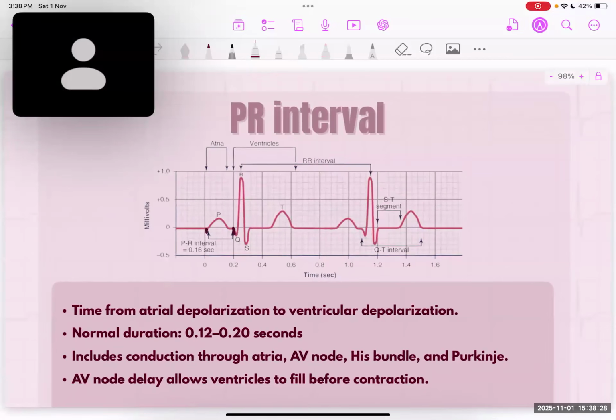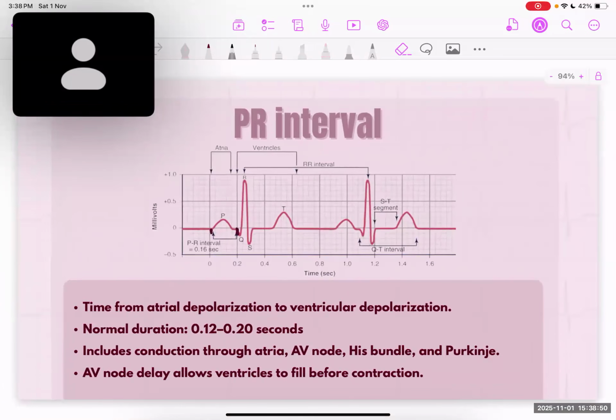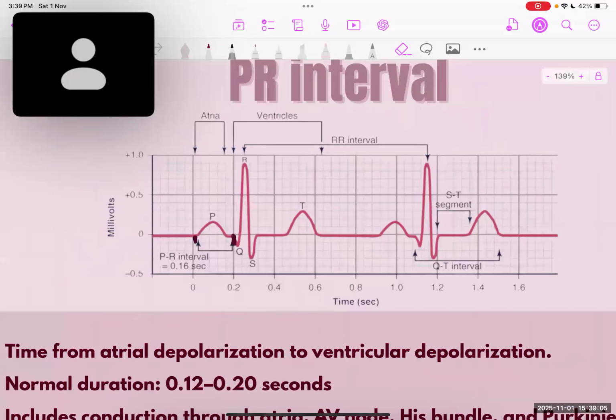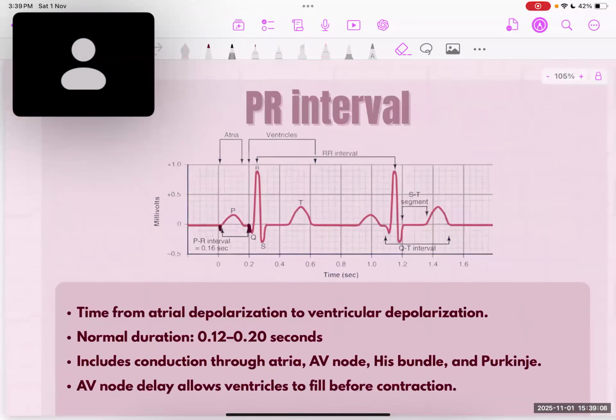Normal duration is 0.12 to 0.20 seconds, and it includes the conduction through the atria, the AV node, the His bundle, as well as the Purkinje fibers. An AV node delay allows the ventricles to fill before the contraction. You're going to have an AV node delay here, and why do we need that? So that the ventricles can be filled before you have the contraction. You need to know the normal duration since when we're discussing arrhythmias, you're going to need to know that if it's more than a certain value, it's not normal. So 0.12 to 0.2 seconds, how do you calculate it? You count the small boxes from the beginning of the P wave to the R wave.